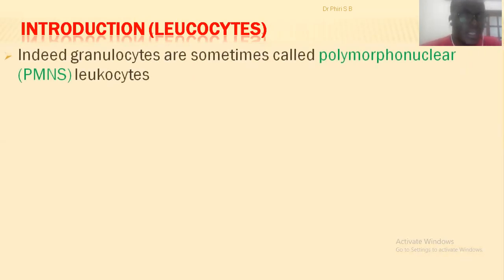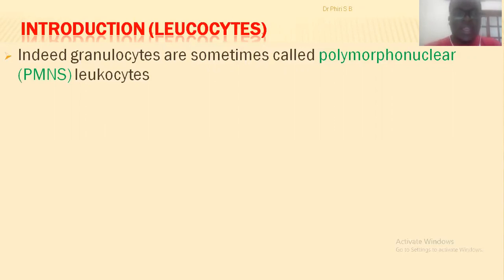So we proceed. Indeed, granulocytes are sometimes called polymorphonuclear segmented cells. Polymorphonuclear means that the nucleus can take different forms. That's why they are polymorphonuclear cells. For instance, neutrophils have a segmented nucleus. You find that the nucleus of a neutrophil can sometimes have two lobes, sometimes three, sometimes four lobes, so it has a multiple structure of the nucleus. That's why they are referred to as polymorphonuclear segmented leukocytes.